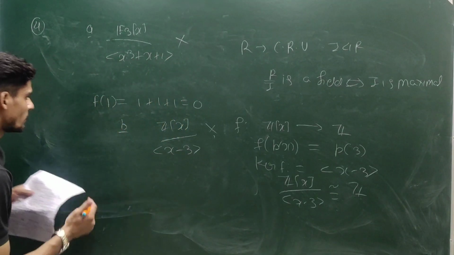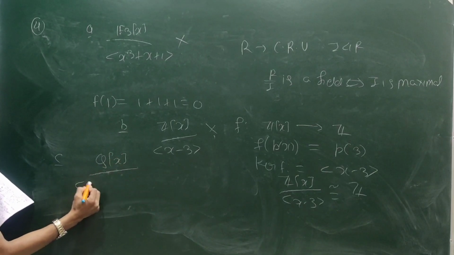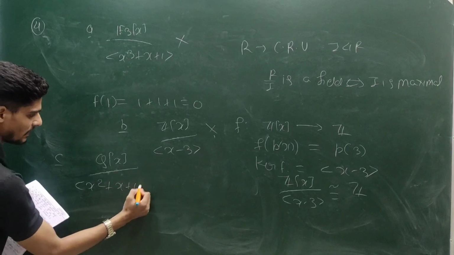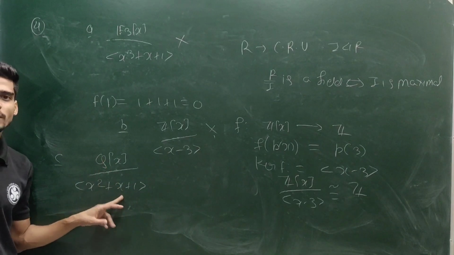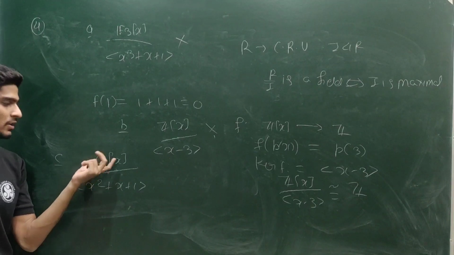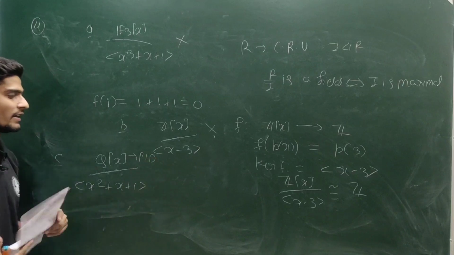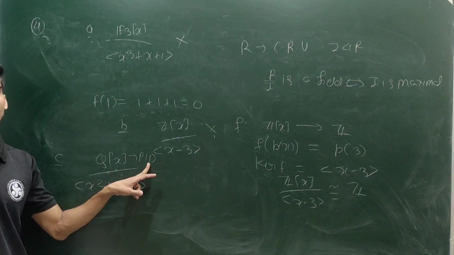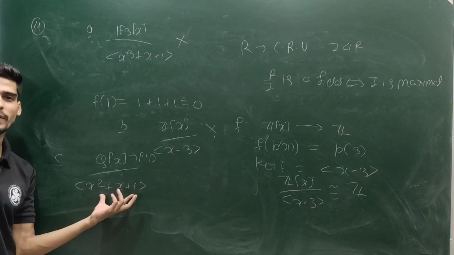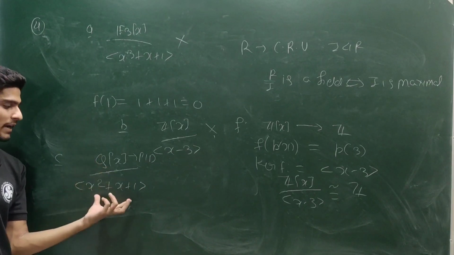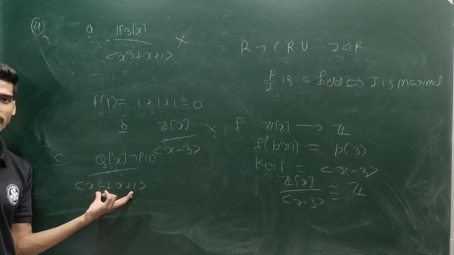Option C. Option C is Qx ideal generated by x square plus x plus 1. Can it be a field? See, this Q is a field, so Qx is a PID, a principal ideal domain. And in a PID, every ideal generated by an irreducible element becomes a maximal ideal. Is this an irreducible element? Since Q is a field, irreducible element and irreducible polynomial are the same. Is this an irreducible polynomial?